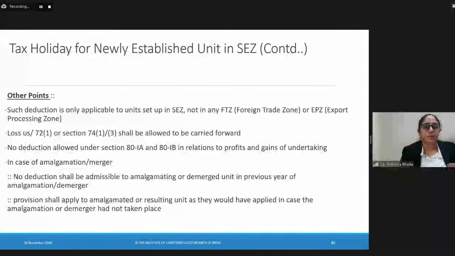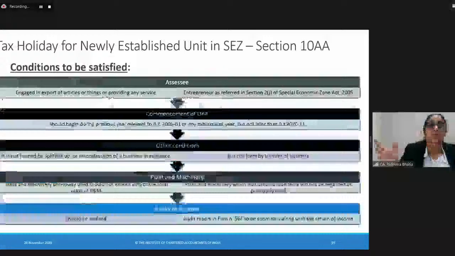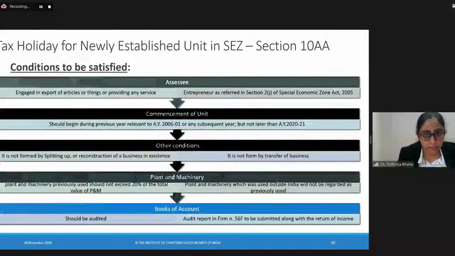If amalgamation or merger happens, suppose I am a SEZ unit, okay? Today I begin my production. I start claiming. The amalgamating company will not get the deduction. The amalgamated company will get the deduction. And for the other part, they will carry it forward for the deduction. Now you will say, ma'am, doesn't the rule say that you should not be formed by splitting up or reconstruction of a business in existence? That is for formation. Once you've started claiming the deduction, then you may get amalgamated or demerged.